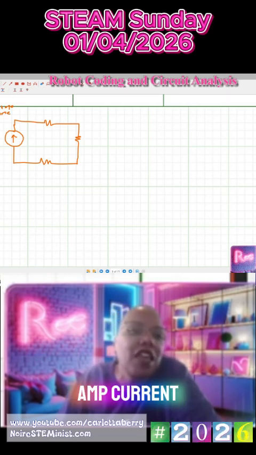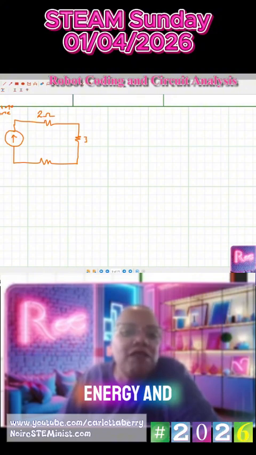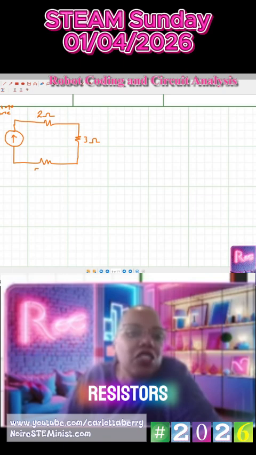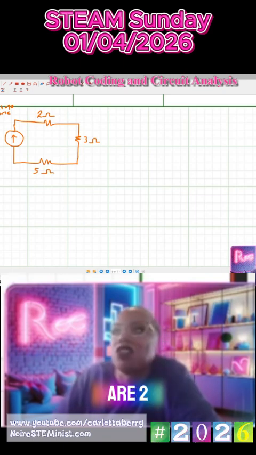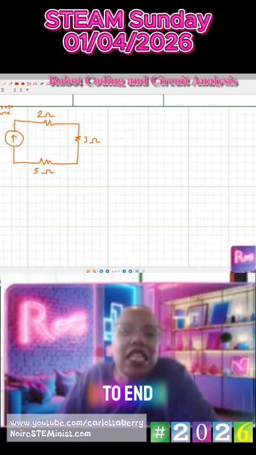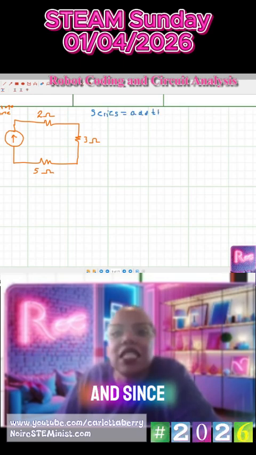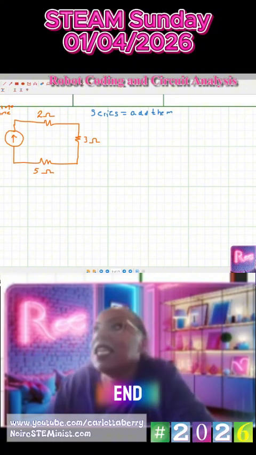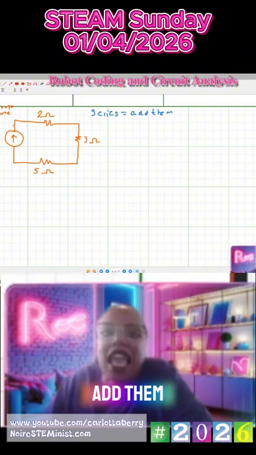So I'm going to have this 5 amp current source that is going to supply power, energy, and voltage to my 3 resistors. My resistors are 2 ohms, 3 ohms, and 5 ohms. My resistors are end to end. When things are end to end, we say that they are in series. And since I have 3 resistors that are end to end, that are in series, I can add them together.